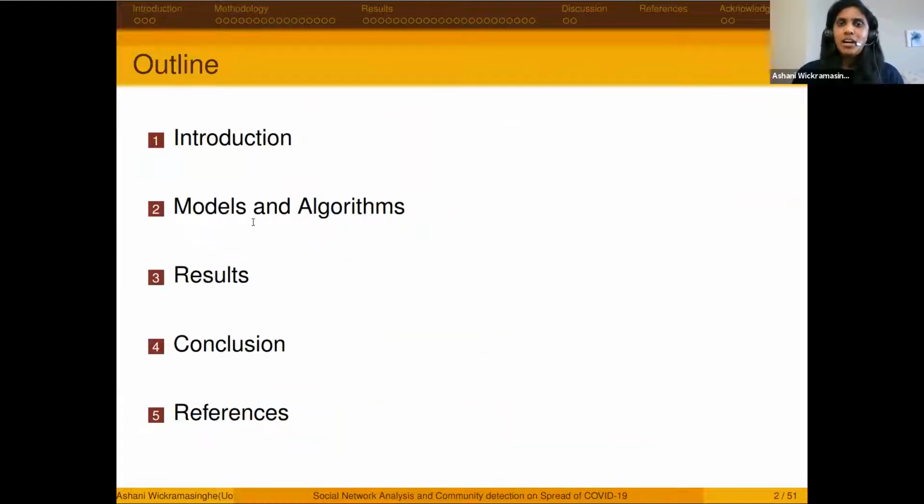Here you will see the outline of today's talk. In the introduction, I will talk about pandemics and how this virus can spread through travel. In the models and algorithms, I will explain the models and algorithms which we used in this study. I will show you the results, and then I will talk about conclusions. At the end, all the references which we used for the research work will be shown in the reference section.